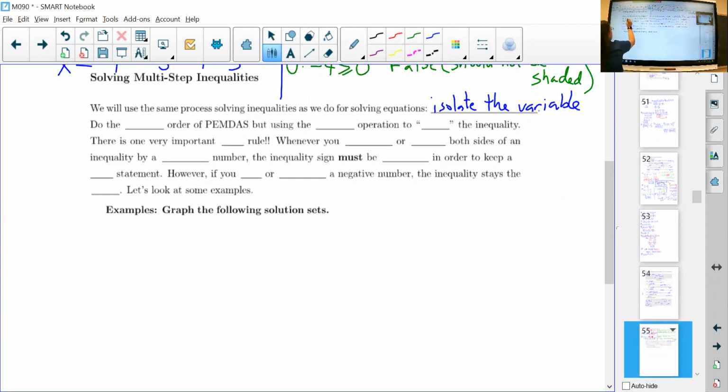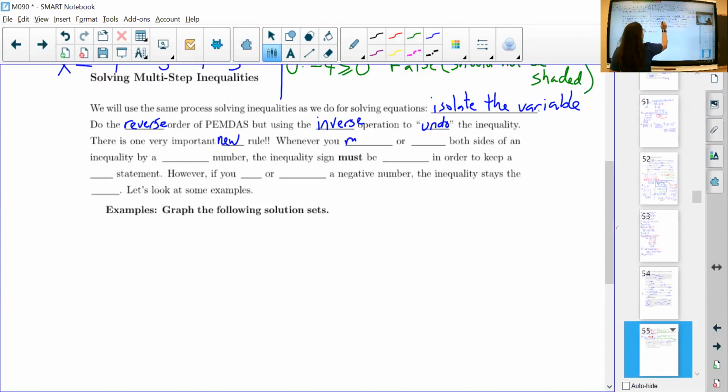So we're going to do the reverse order of PEMDAS, our typical order of operations, but we're going to basically undo things. We're going to use the inverse operation, addition instead of subtraction, subtraction instead of addition, etc., to undo the inequality, to simplify it. So it works basically the same as an equation, except for one important new rule.